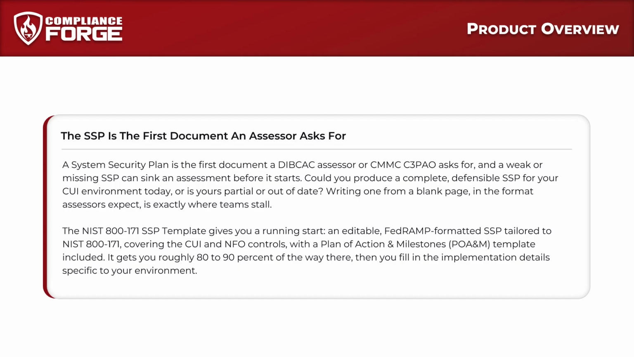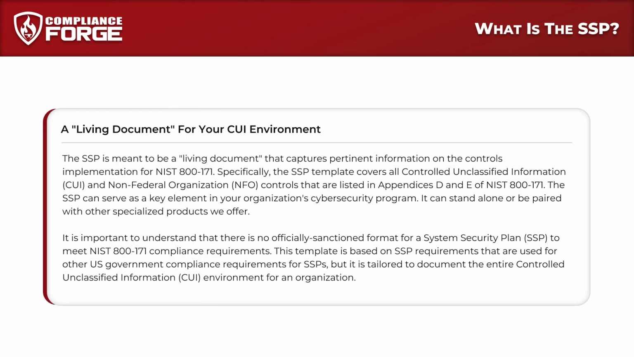The SSP template gives you a running start, an editable, FedRAMP formatted system security plan tailored to NIST 800-171, covering the CUI and NFO controls, with a plan of action and milestones template included. It gets you roughly 80 to 90% of the way there, and then you fill in the implementation details specific to your environment. So what exactly is the SSP?